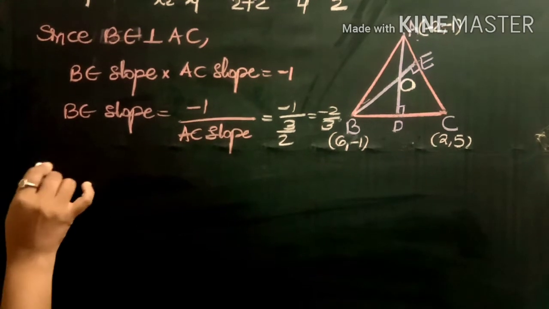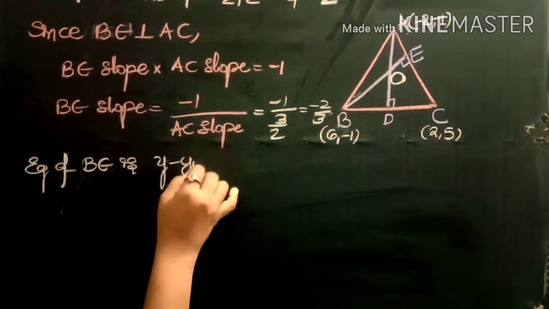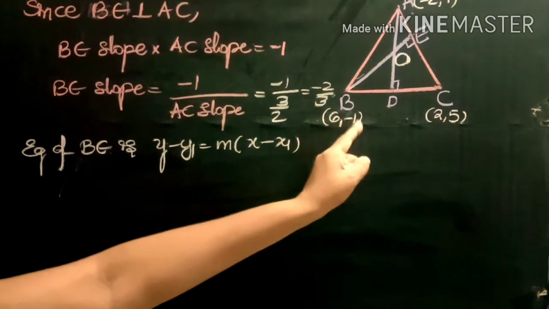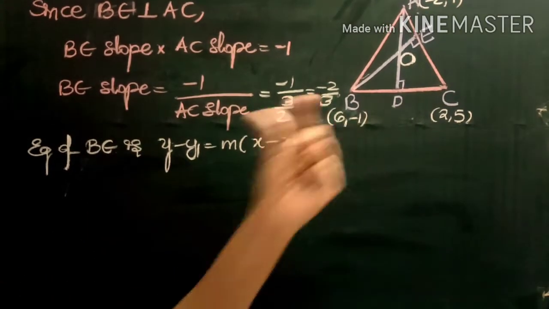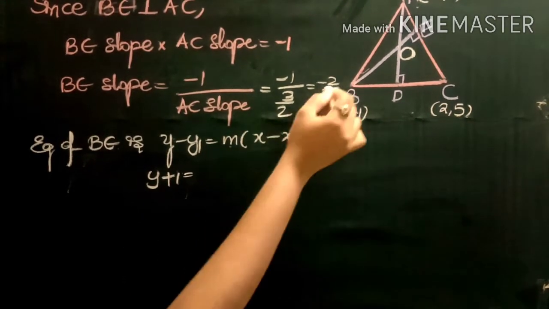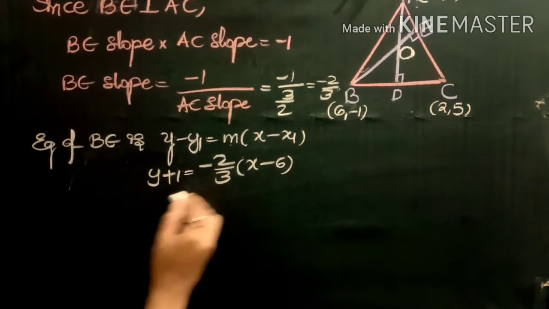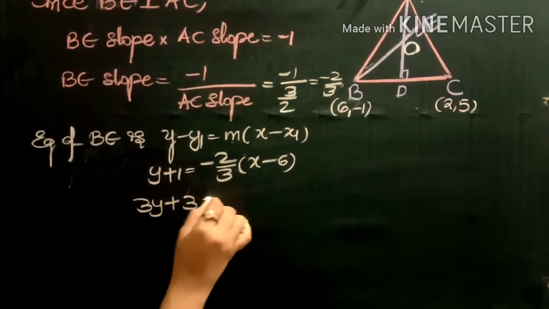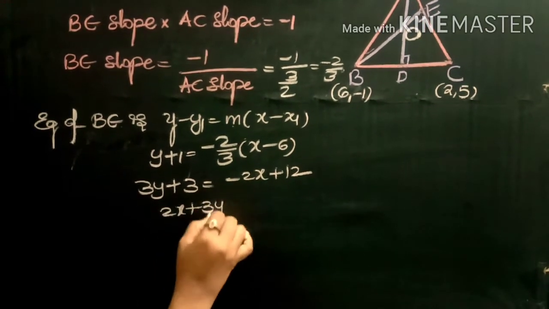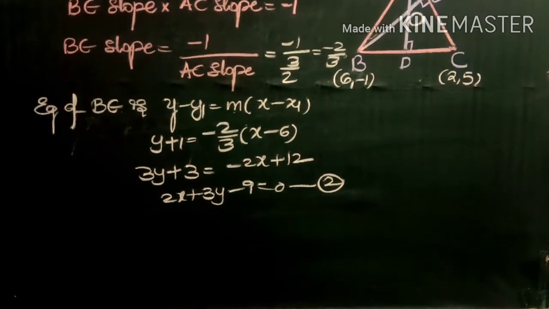Now, equation of BE is, the formula is y minus y1 is equal to m into x minus x1. Here x1 y1 is nothing but the B point. We are finding the BE equation. Take x1 y1 as 6 comma minus 1. Y minus y1, y plus 1 is equal to m value. M is equal to the slope value, minus 2 by 3, into x minus x1. x1 is equal to 6 here. Now taking the cross product, we get 3y plus 3 is equal to minus 2x plus 12. So the equation is 2x plus 3y minus 9 equal to 0. So equation 2.